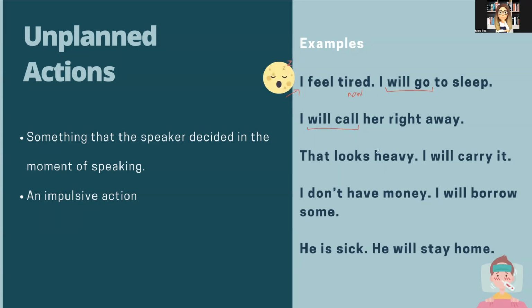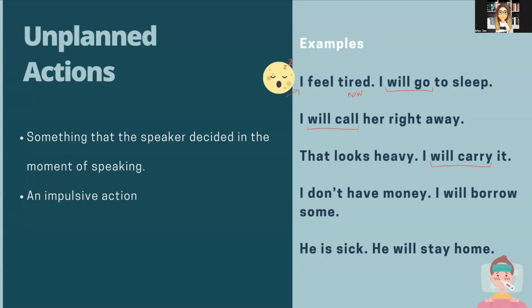"That looks heavy." This is something that we see right in this moment. It's an observation. It's something that we notice right now. And now it's an immediate decision: "Okay, I will carry it," because it looks heavy now. And so now it's unplanned. We never thought about it before. This idea just came to us in this moment that we will do this. So we are going to use this simple future tense.